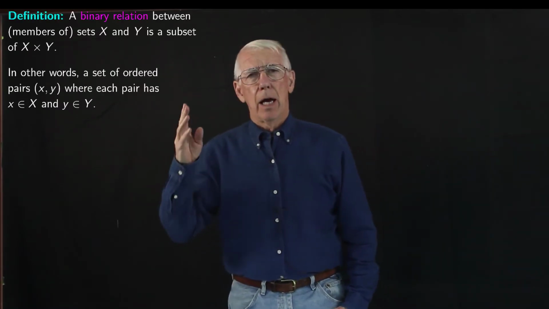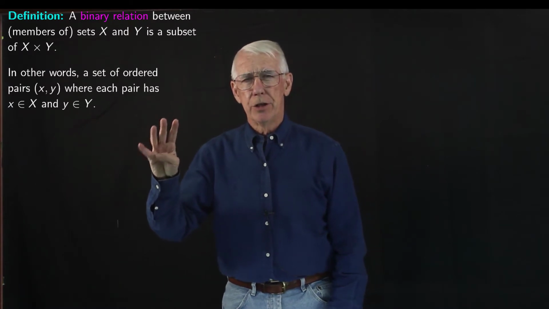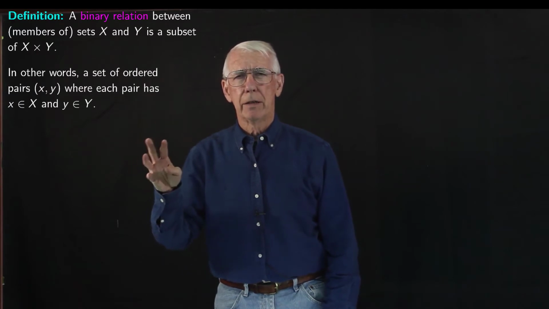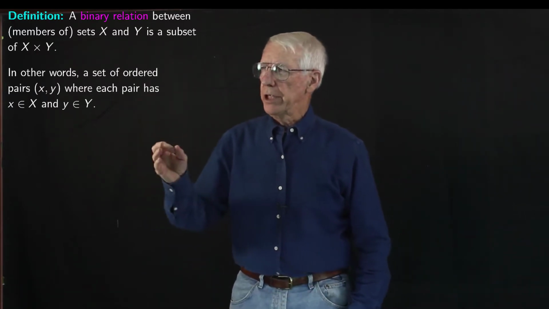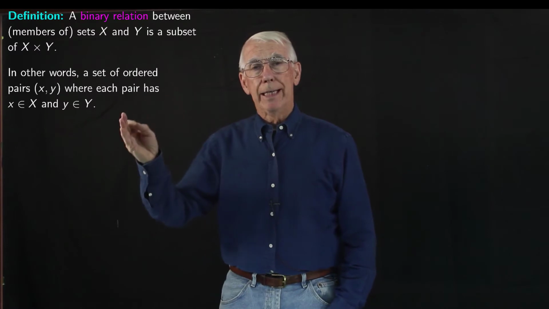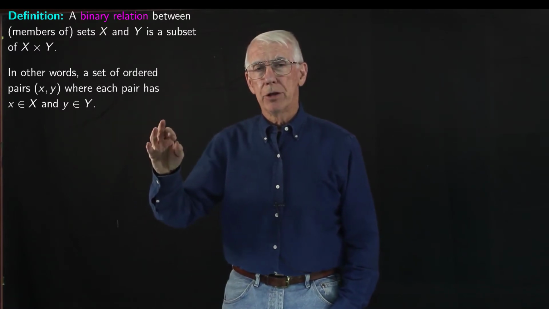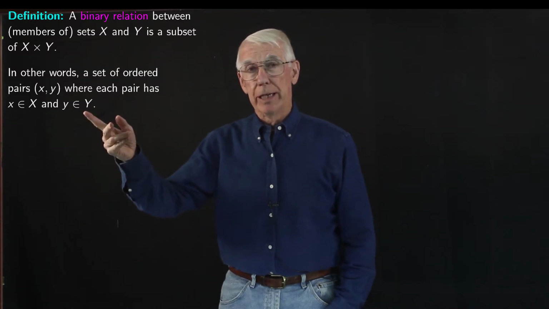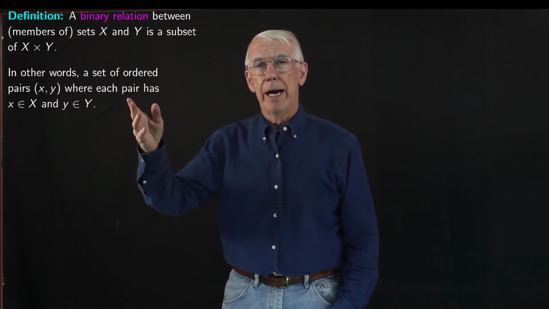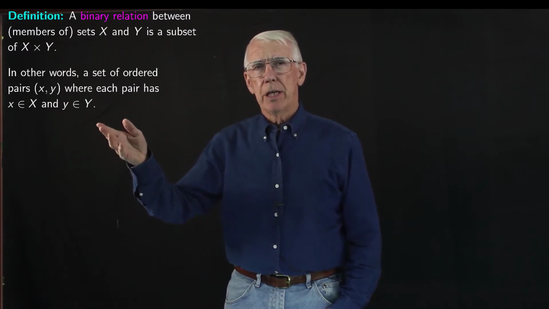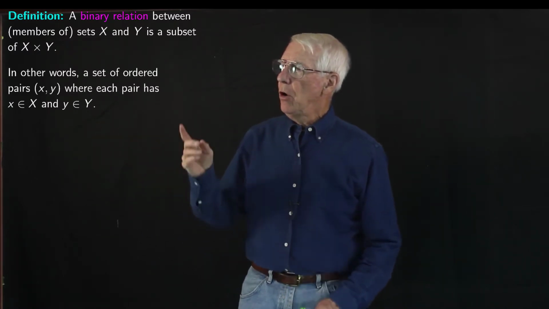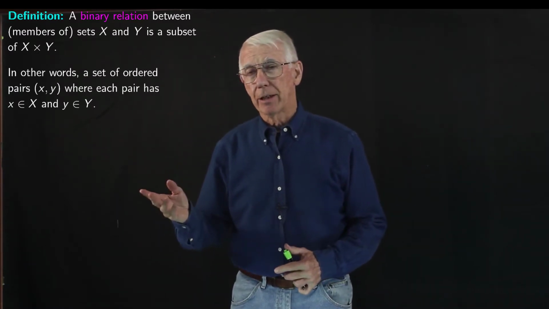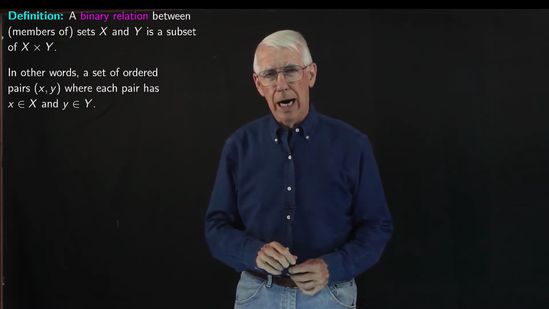Well, a binary relation is nothing but a subset of a cross product of two sets. So, for example, if we have a relation between the members of a set X and a set Y, then the binary relation is a subset of X cross Y. In other words, it's just a set of ordered pairs where the first component of the pair is always drawn from the set X and the second component is drawn from the set Y.